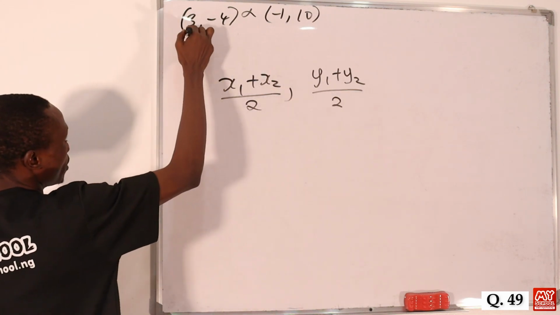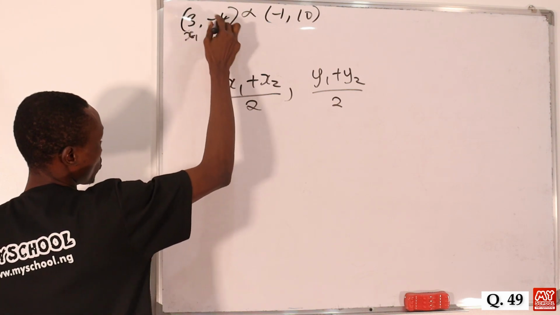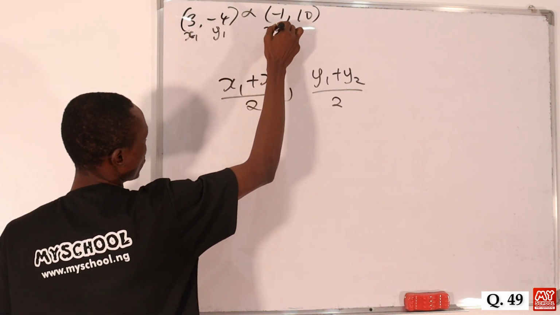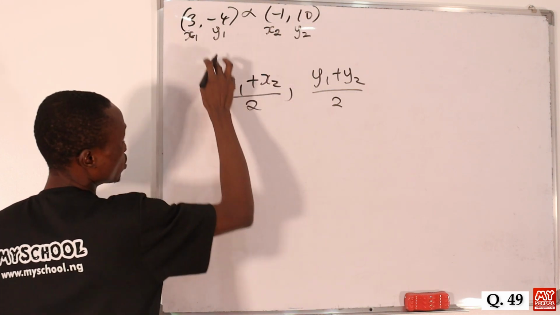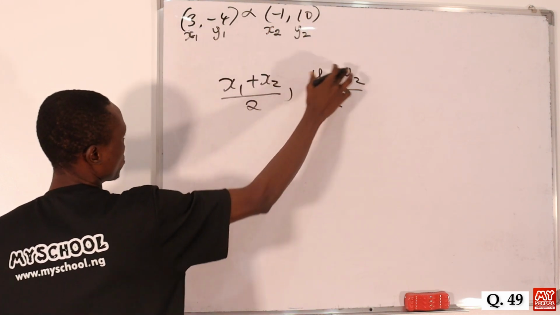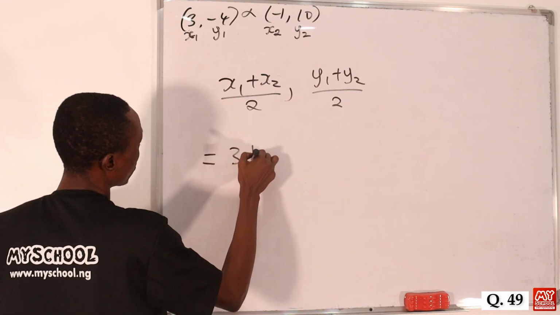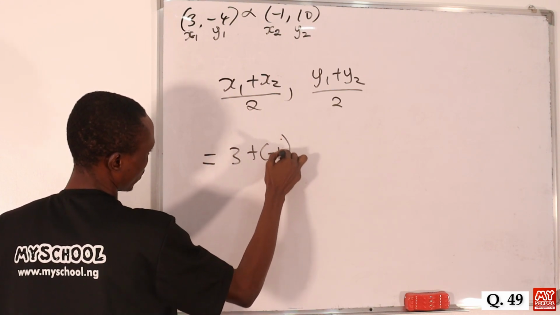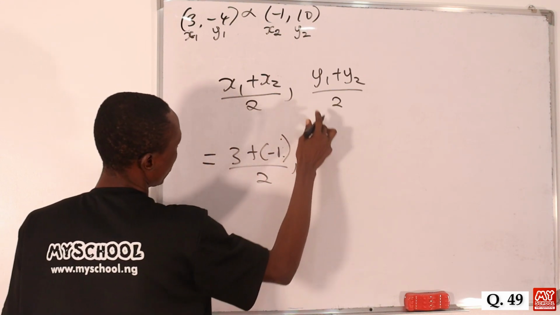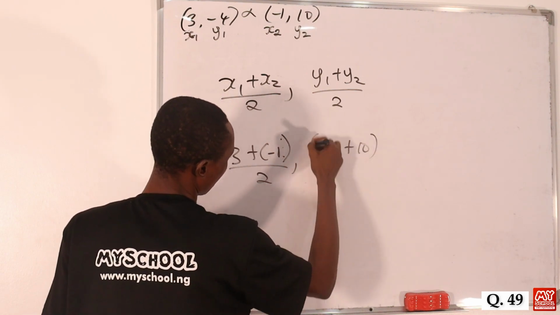Okay, so here x1 is equal to 3, y1 is equal to minus 4, x2 is equal to minus 1, and y2 is equal to 10. So we just substitute these values into this formula, so that here we'll be having 3 plus minus 1 in brackets, divided by 2, comma, while here we'll be having minus 4 plus 10 in brackets divided by 2.